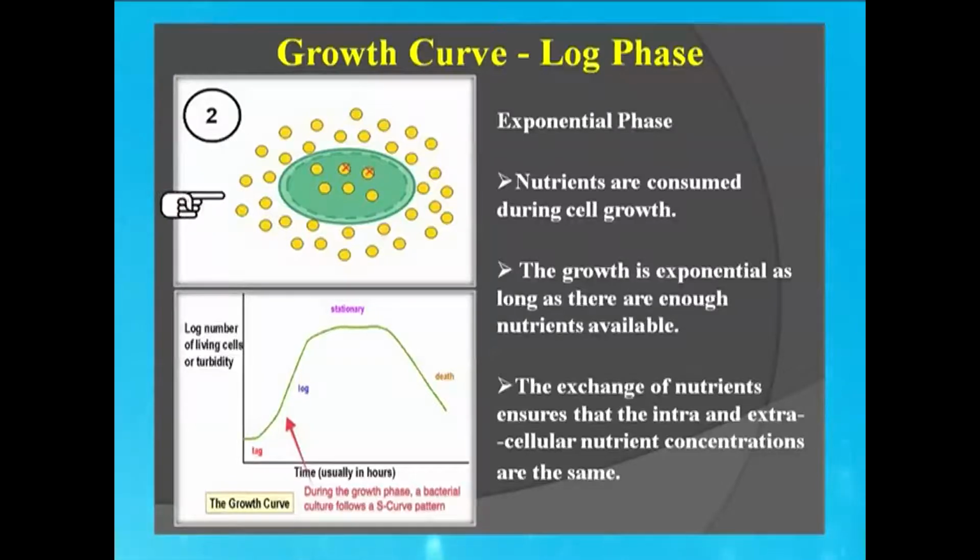Let us look at a closer picture here. What is happening to the cell? We can see the inner diameter here, which is the usual size of the cell when it is in the lag phase. Now, because it has taken enough nutrients into the cell, it has grown in size.